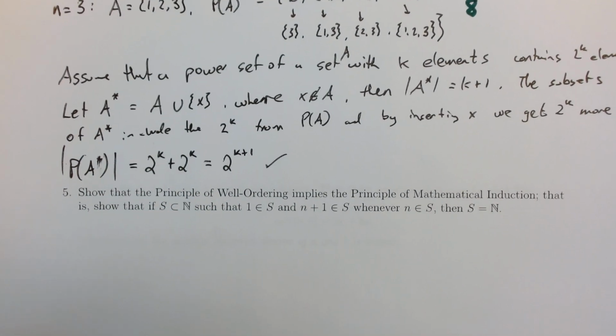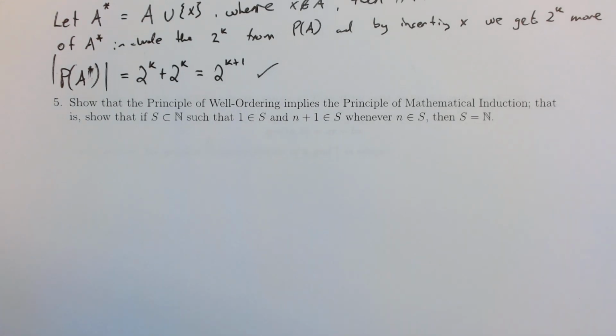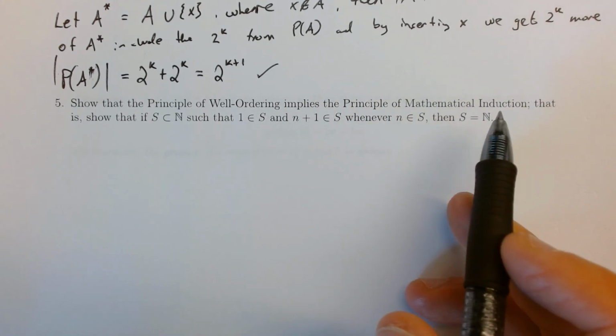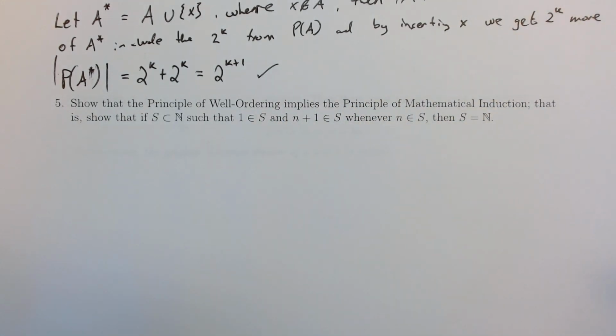And finally, for this video, we will show that the principle of well ordering implies the principle of mathematical induction. So they're actually equivalent to each other, so this is like 1/2 of that proof. So you would have to show the other way too, that the principle of mathematical induction also shows well ordering. But here we're just going to show one direction.